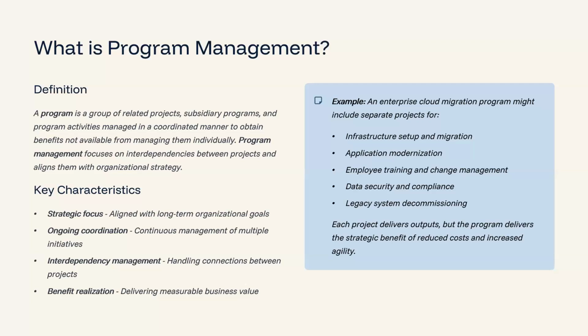There can be multiple initiatives that come up from the organization within a whole program. The third characteristic of a program is being interdependent, managing and handling connections between projects. There can be coordination and interdependency within the different projects that would achieve what a program is meant to be. Then there is benefit realization, delivery measures, and business values.